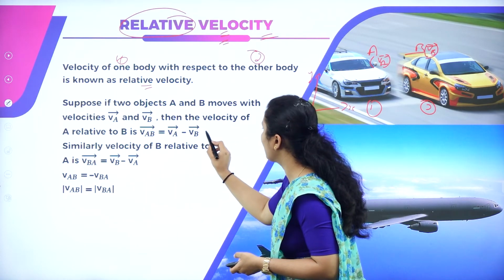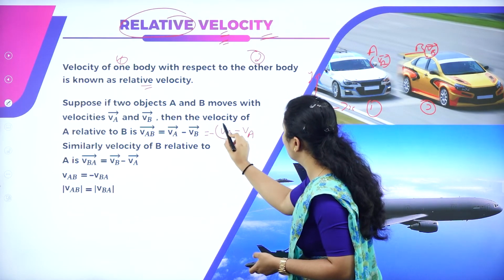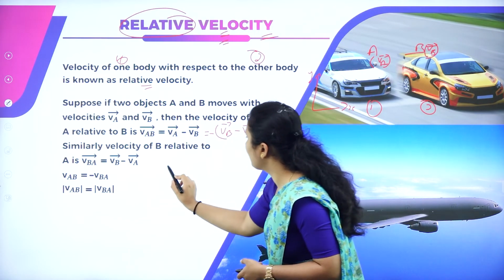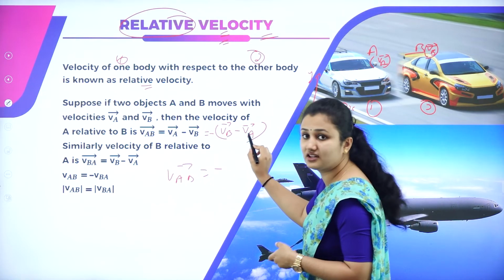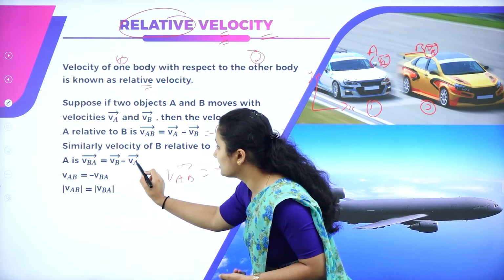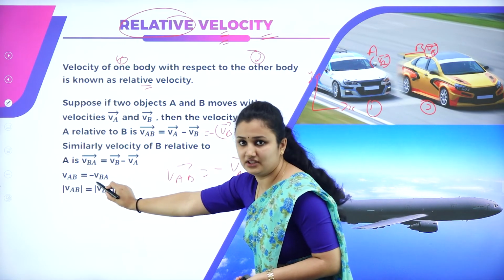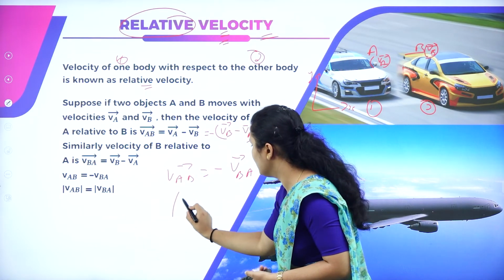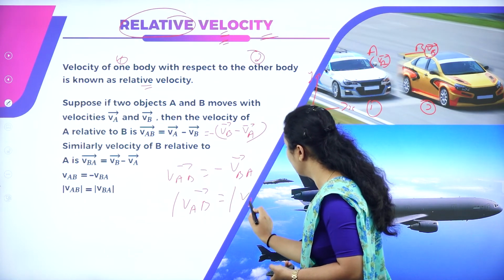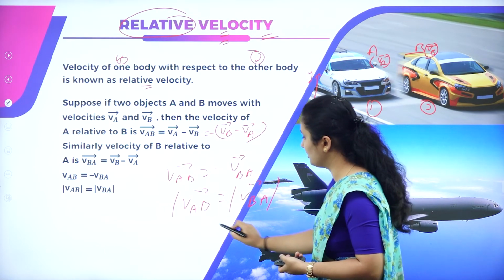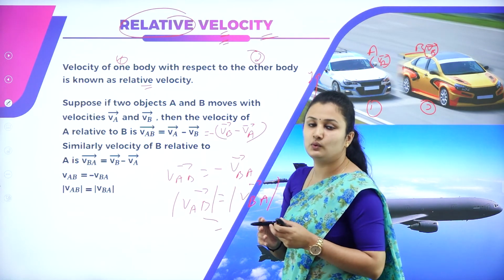This VBA can also be written, if I take the minus sign, as minus of (VA minus VB) vector. So I can write VAB vector is equal to minus of (VB minus VA), which is what? VBA vector. So that is what I have written here. On taking modulus, the modulus will give me a positive value only. So this is the relative velocity.